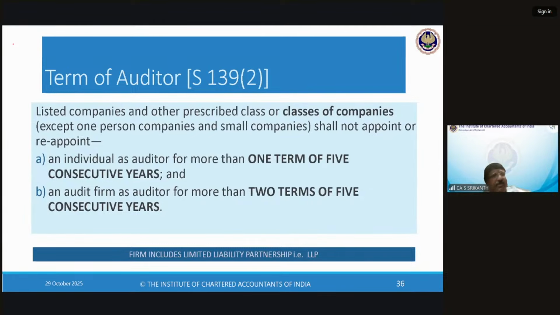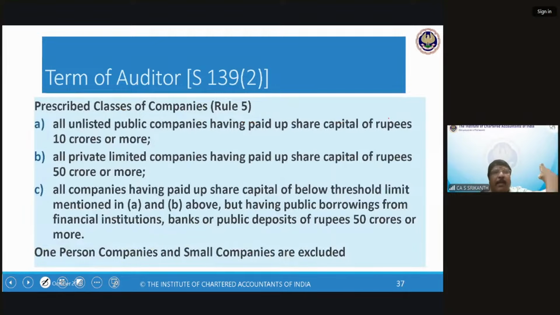Listed companies are directly covered. Other prescribed classes only we are now seeing. So, unlisted public companies having paid up share capital of 10 crore. All private limited companies having paid up share capital of 50 crore. I'm sorry, 50 crore rupees. All companies having paid up share capital below the threshold limit mentioned in A and B above, but having public borrowings from financial institutions, banks, or public deposits.